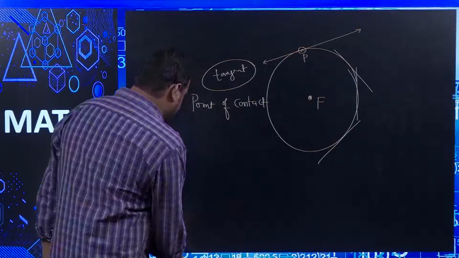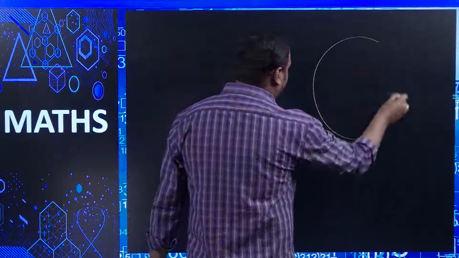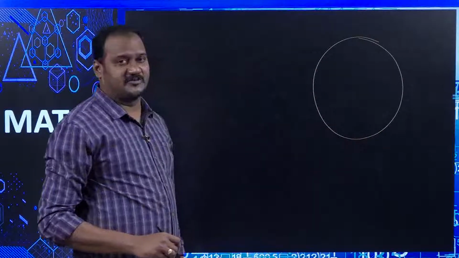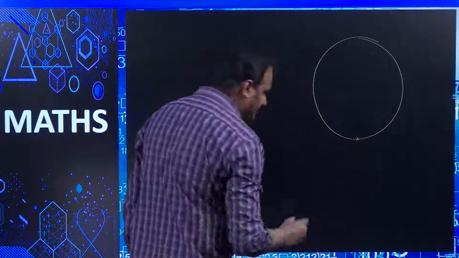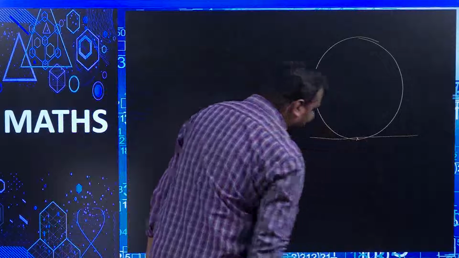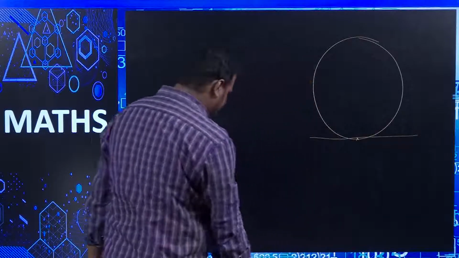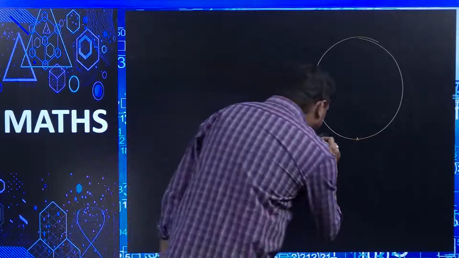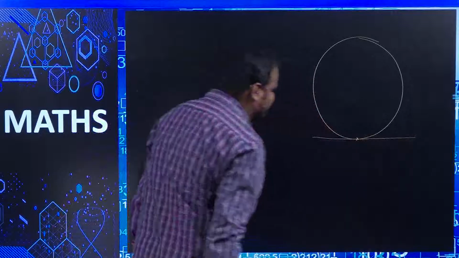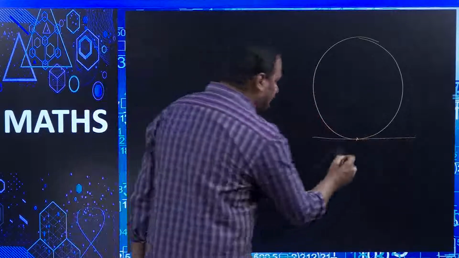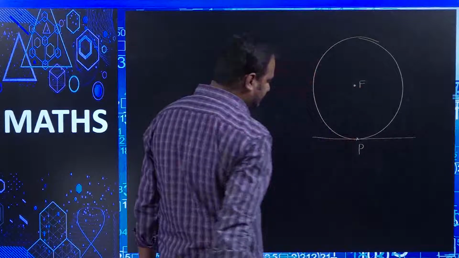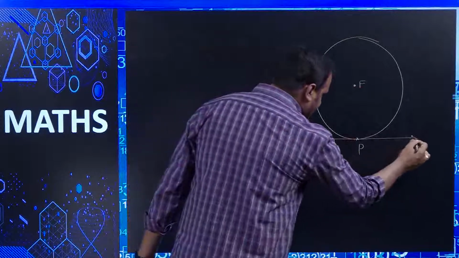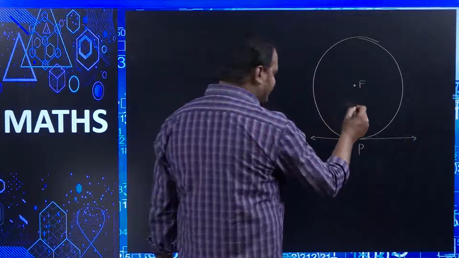The very first property that we are going to discuss here is, just observe, this is one circle, and what is the very first property of a tangent to the circle? I am going to draw one tangent through one particular point here. So, for example, this is one tangent. Let this point be P and the center of the circle be F. F is the center of the circle, this is the tangent.